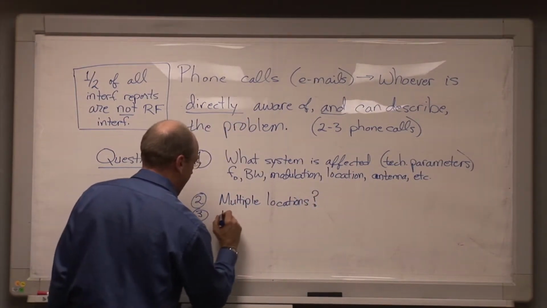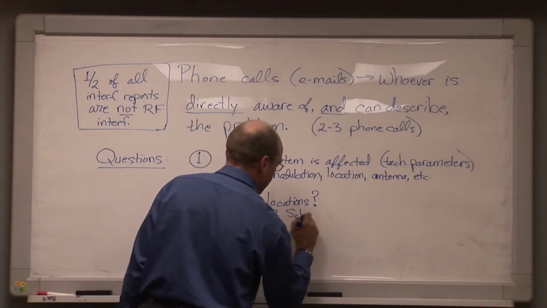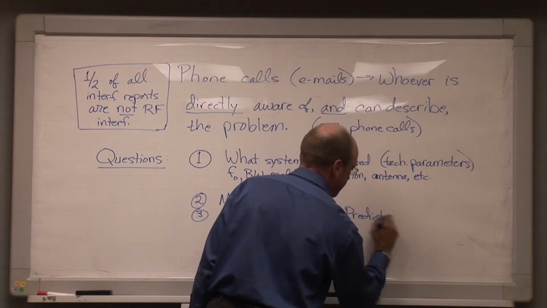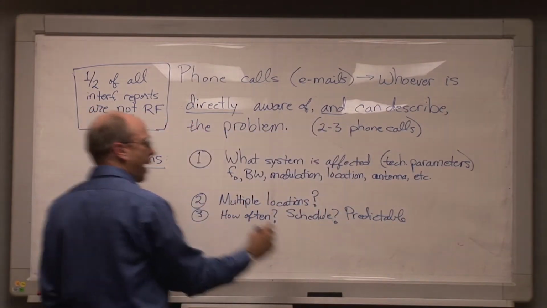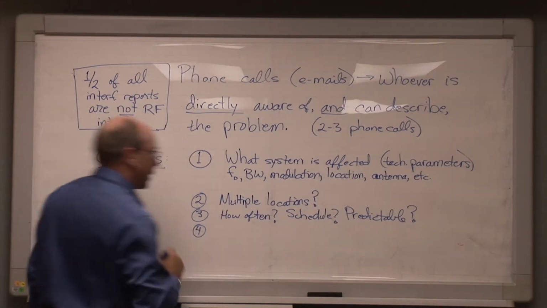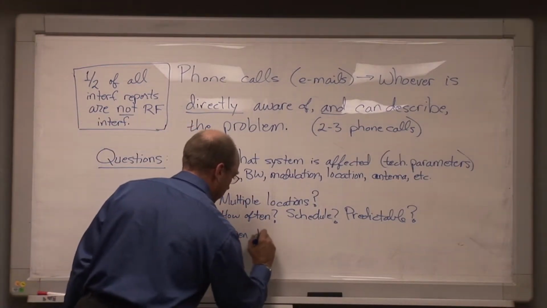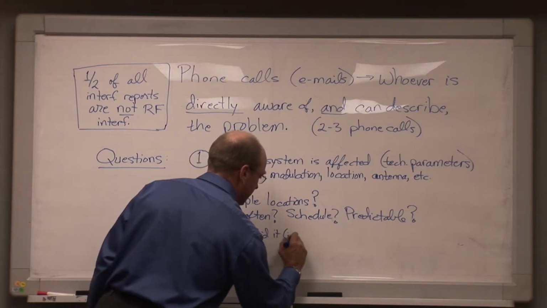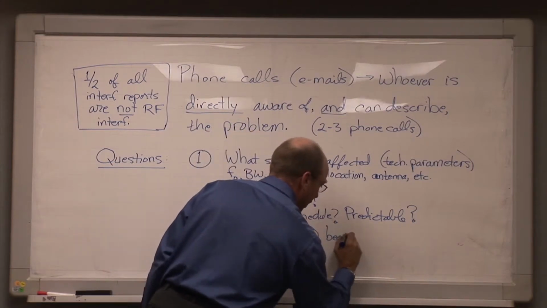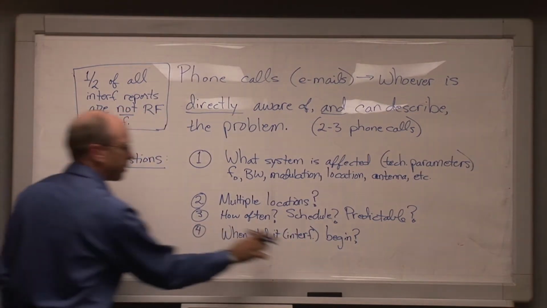Question 3, how often does it occur? Does it occur on a schedule? Is it predictable? This also has implications for how we'll go out to try to find the source of the interference later, if we think it is interference. Now, when did it start? When did the interference begin? And I'll put it in quotes, because we're not sure yet that this is radio interference.